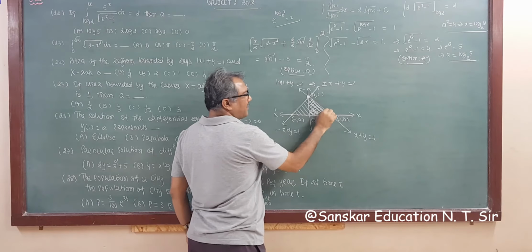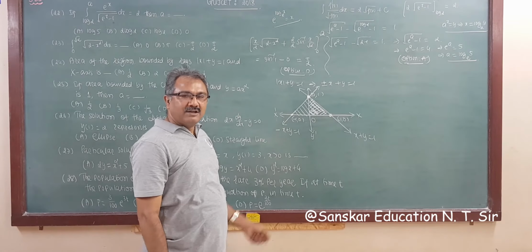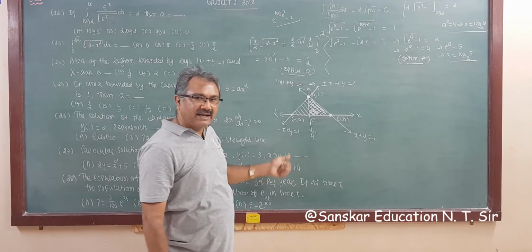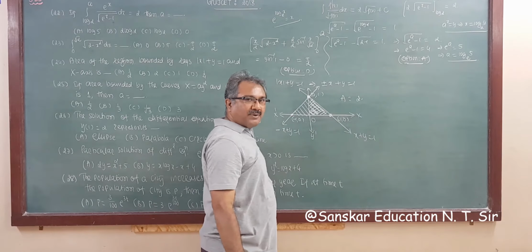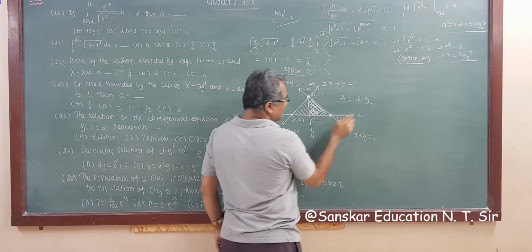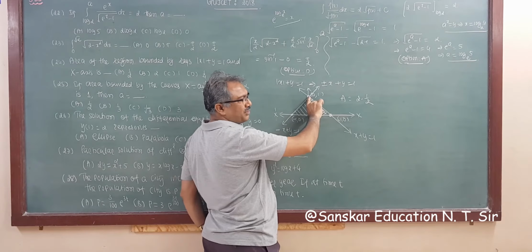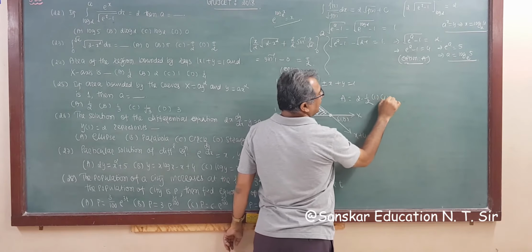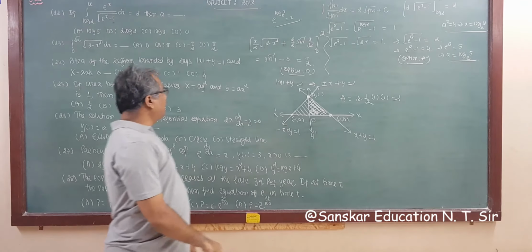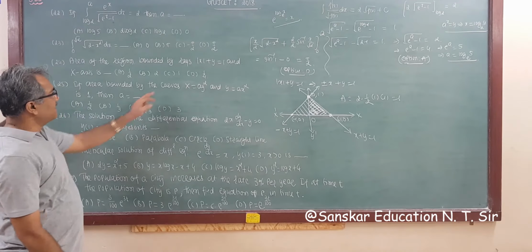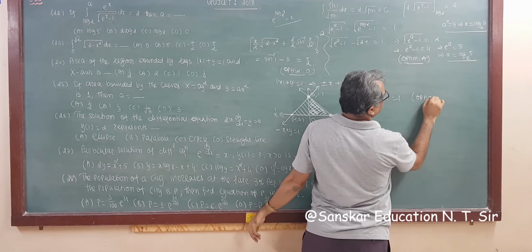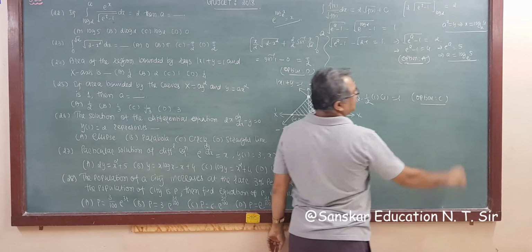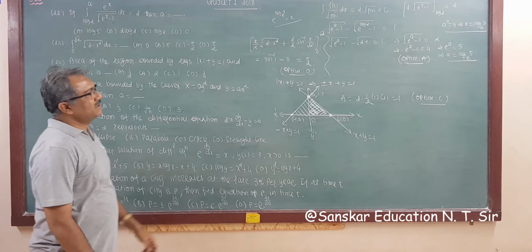We have to find the area of this triangle, so 2 times the area of the triangle. So A is equal to 2 times. Now the area of the triangle is half, base is 1 and altitude is also 1, so 1 into 1, that is 1. So your required area is option C. Option C is the correct answer.